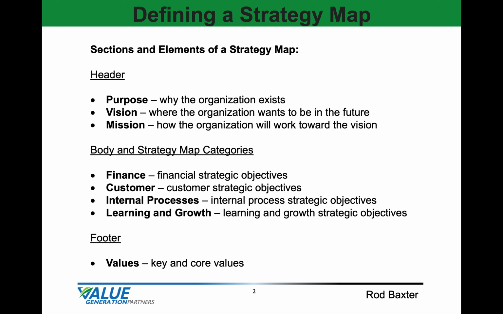You may customize strategy maps and use variations of the 4 categories, but there's a lane or row on a strategy map as defined for each category, and each category will typically consist of 3 to 5 strategic objectives, depending on the level of the strategy map within the organization. Strategic objectives support and flow to the next higher lane on the strategy map. And finally, the footer of the strategy map. That'll include the key and core values of the organization.